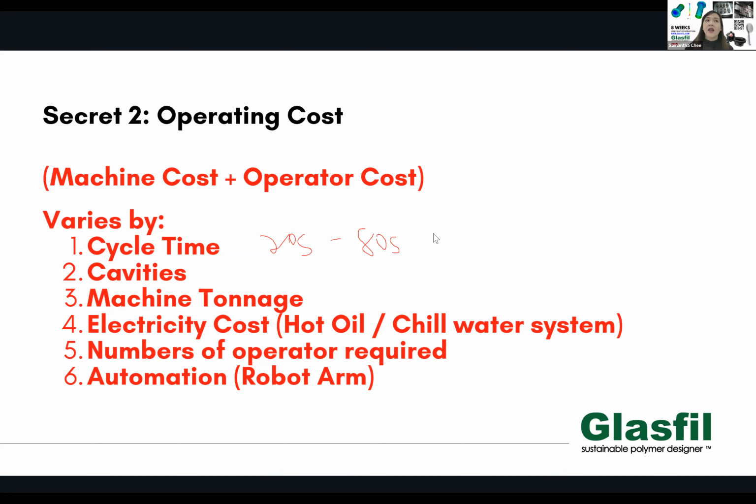That varies a lot in terms of the cost. Imagine 20 seconds versus 80 seconds. I could very well make 4 of these in the 80 seconds already, right? So that's why there is a difference.